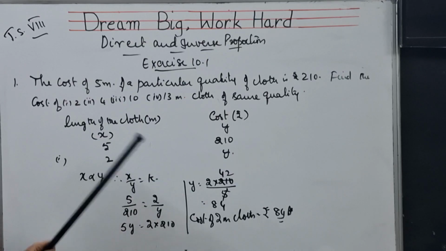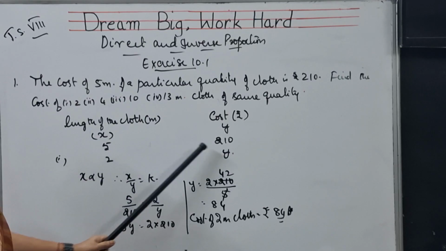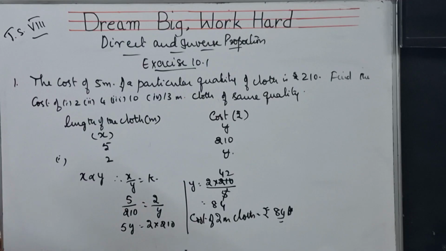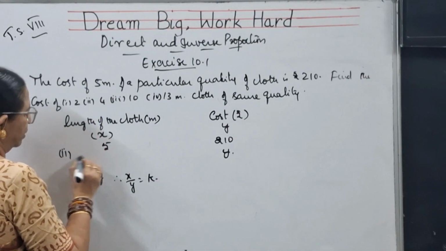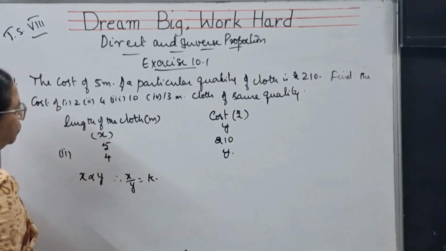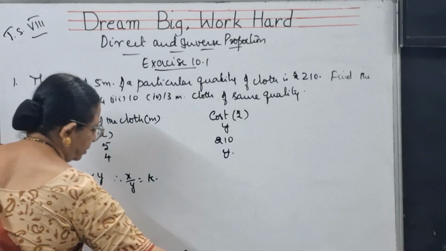That means x by y is constant. X by y, 5 by 210 is equal to 2 by y. So 5y is equal to 2 into 210. So y is equal to 2 into 210 by 5. That is 84 rupees is the cost of 2 meters. So, children, please note it down. The procedure we will follow for the second bit also. Second bit is 4 meters is y, x by y is constant.